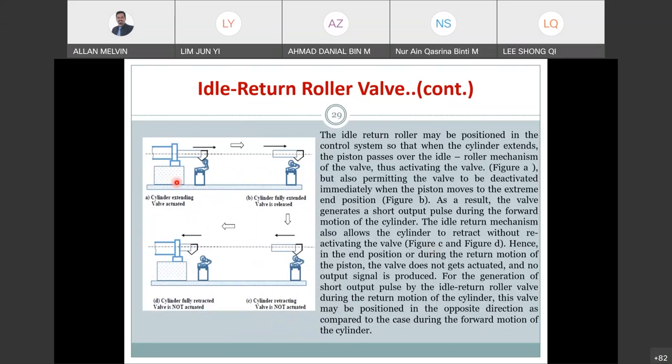So the idle return roller is like this. In this case, the cylinder extends and hits this. So the roller valve is pressed. This type presses. If this thing moves backward, it presses. That's why it is written here: valve actuated. Then it goes, and this one disconnects. It folds back, so it does not press the button here. It has already gone forward. So the cylinder is fully extended, it has folded, and the valve is released, meaning it's not on.